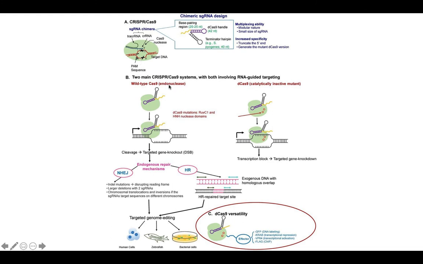So what are the two main CRISPR-Cas9 mechanisms that involve RNA-guided targeting? What we discussed so far is the wild type Cas9, which has your guide RNA molecule. It will bind the gene and unwind it. Then we depend on the repair mechanisms of the cell itself to fix this. You can use non-homologous end joining if you do not add exogenous DNA, and it could cause indel mutations, disrupting the reading frame, maybe larger deletions, chromosomal translocations, and inversions if the segment is on a different chromosome.